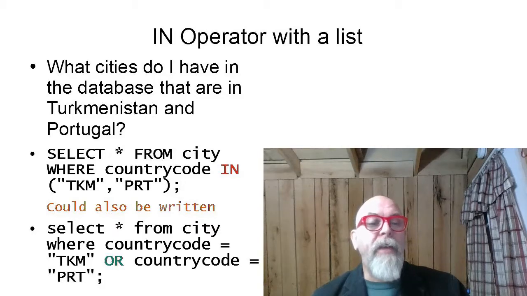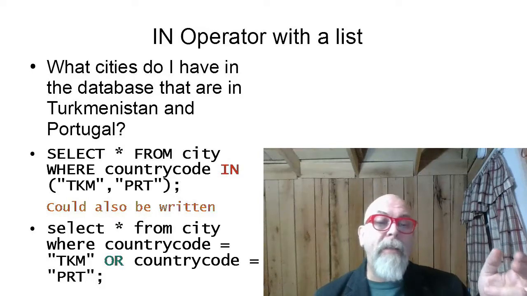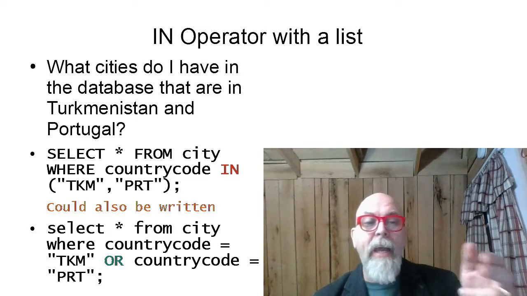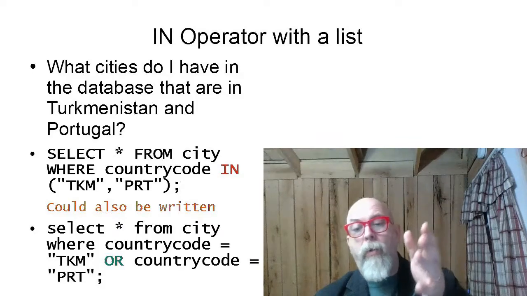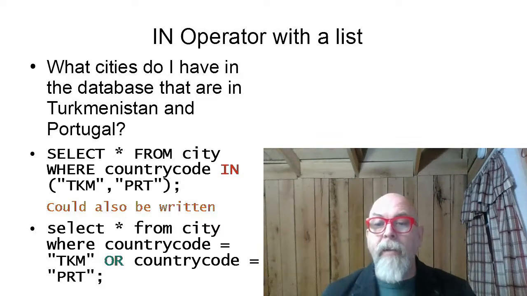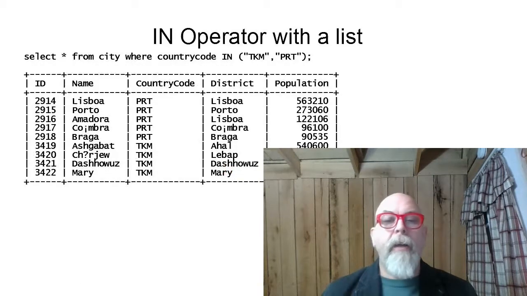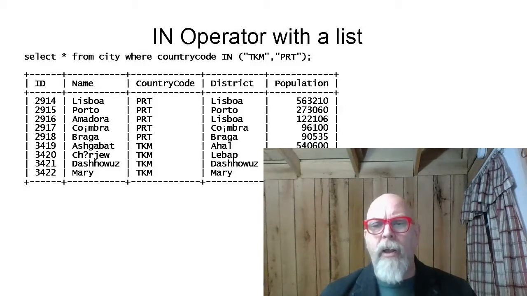So you can see that it works like the statement on the bottom, using an or, where it's Turkmenistan or Portugal. But the in clause would be a lot easier if you had 5 countries you wanted to select or 20 countries you wanted to select. Rather than having the or, you could just use a single in with a list of values. Here you can see the result of the in clause giving us the list of the cities that are in my database. I don't have all the cities in the world database, but you can see here a list of the major cities in Portugal and Turkmenistan.